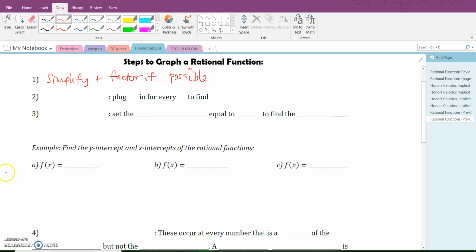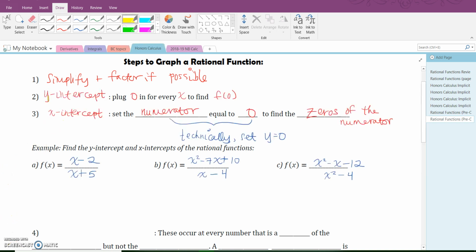After you've simplified and factored, you're going to want to find your intercepts. We want to get our y-intercept and our x-intercept. Remember, to find the y-intercept, you always plug 0 in for x. And to find an x-intercept, you're going to technically set y equal to 0, which is the same as setting the numerator equal to 0, and we'll talk about why.